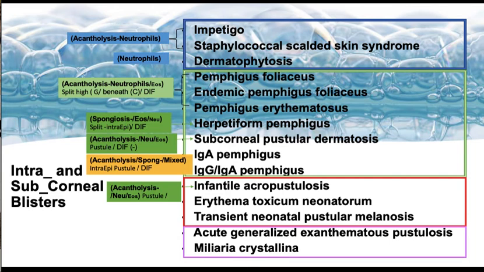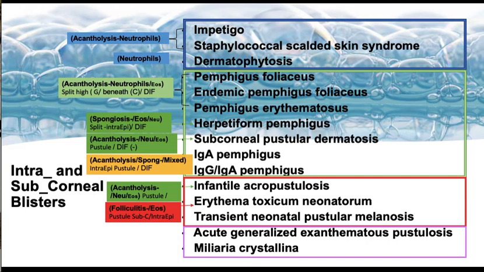Erythema toxicum neonatorum usually affects the hair unit, so you will see folliculitis with eosinophils in addition to pustules, and the blister formation usually subcorneal or intraepidermal.